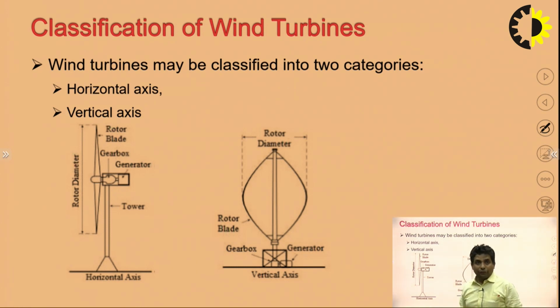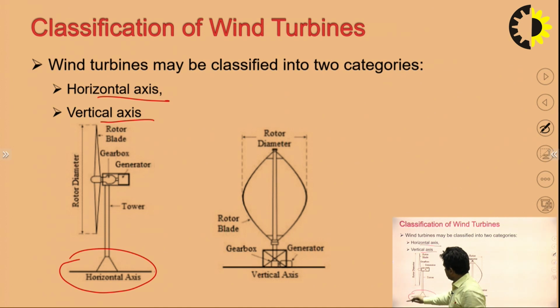Then classifications. Classification of wind turbines. Wind turbines may be classified into two categories. The first one is horizontal axis, and the second one is vertical. In the horizontal axis, we can mount here, that is the height of the tower, in which you can find out the boxes. There is a rotor blade, there is a gearbox for the generator production, and that is the rotor diameter.